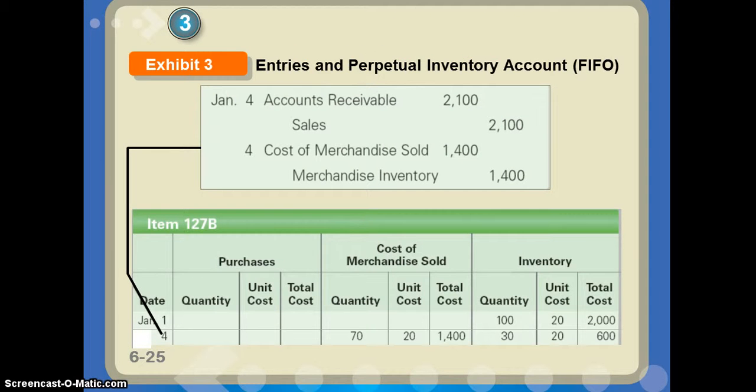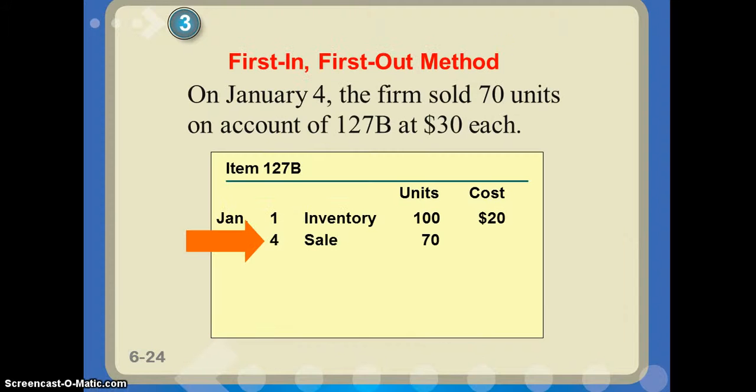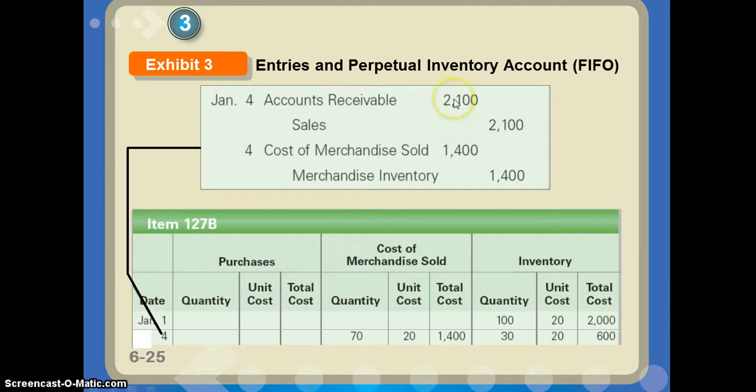If you take a look at it, our accounts receivable are going to go up because we sold it on account. They owe us $2,100. Where did I get $2,100? Well, it's 70 units times $30. That's $2,100. $2,100 debit to accounts receivable. Our asset is going up. And a $2,100 credit to sales.